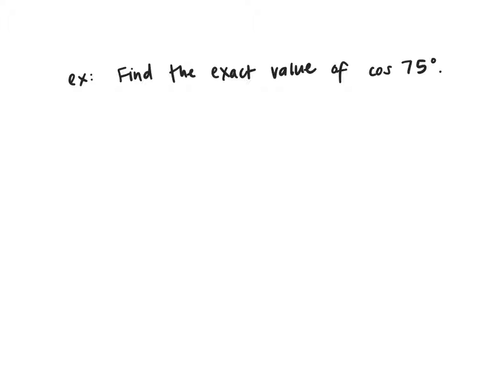Find the exact value of cosine of 75 degrees. And you do not get to use your calculator. How would you do this problem? Because 75 degrees is not on your unit circle. Notice that even though 75 degrees is not on your unit circle, we can break apart 75 degrees into two angles that are on the unit circle, like 30 degrees and 45 degrees.